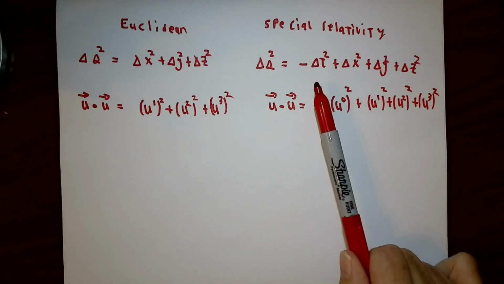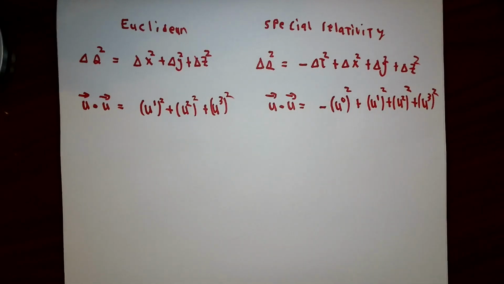Why is there a negative sign there? Go back and look at where we were talking about the invariance of the space-time interval. And where did that come from? It came from the constant speed of light business. So ultimately, that negative sign there is because of the constant speed of light.